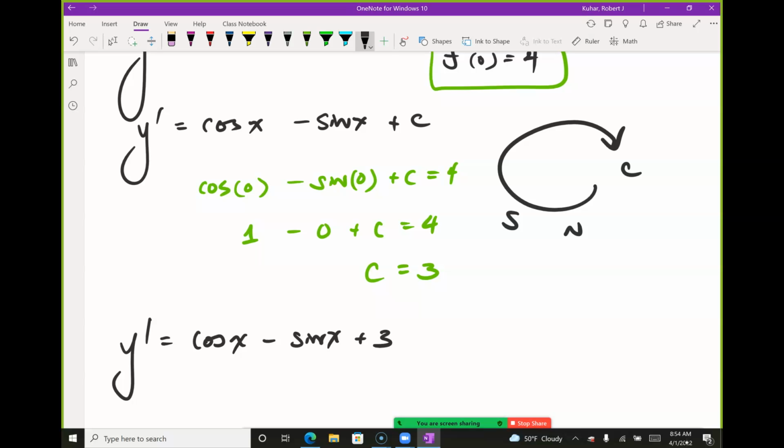So there's my first derivative all set up with the c being found. Now I could leave that as c and then do my second integration, second antiderivative, and then find c and d. Either way, do them both ways maybe.